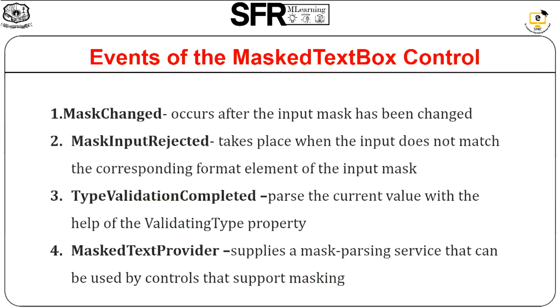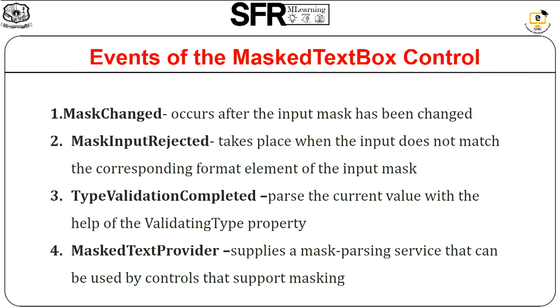Now we are going to discuss the events of the masked text box. With the help of properties, we are going to perform events, or we can simply call them functions. The first event we are going to discuss here is MaskChanged. The MaskChanged event occurs after the input mask has been changed. When the input mask is changed, the MaskChanged event occurs. That is, we change the mask and replace it with some other value as the input mask.